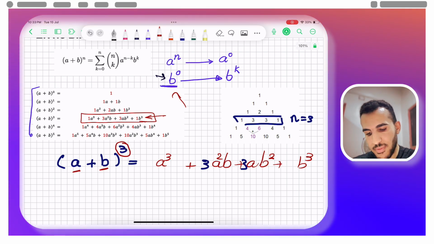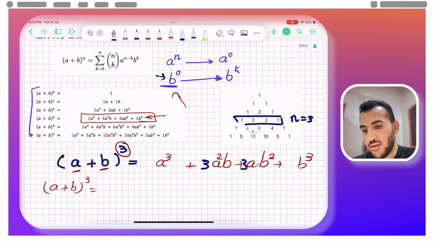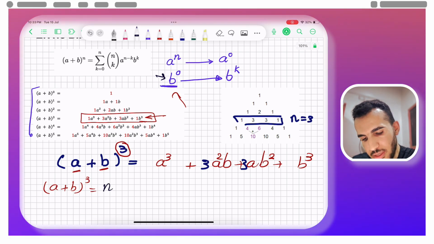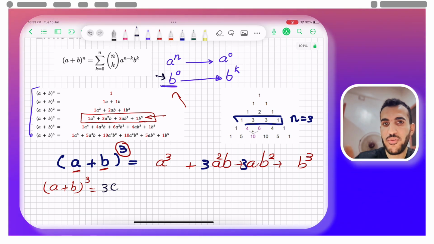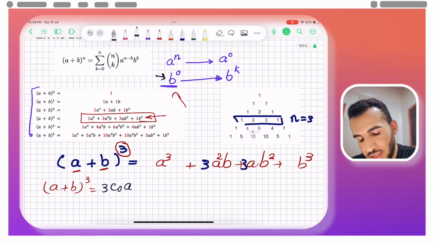So let's use the rule to solve this problem, with the same example: a plus b raised to the third power. The rule says n choose k. So let's start with the first term. n here will be 3, as I mentioned before, so it will be 3 choose k. As I mentioned, b is to the power of k, and it starts from 0 to reach n. So it will be 0, and a power n is going to be 3.